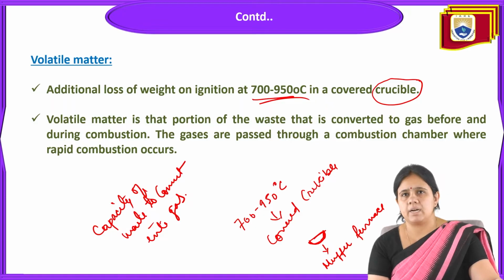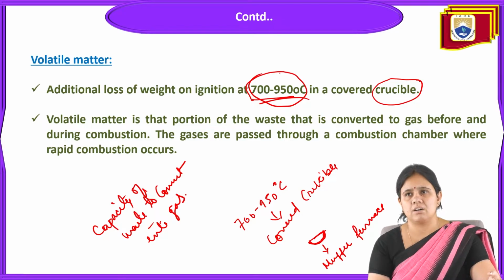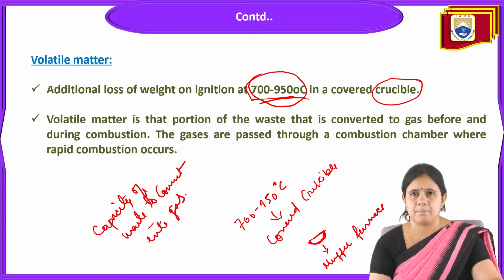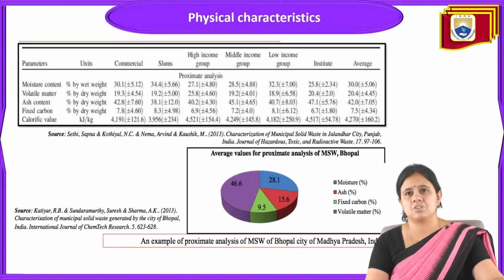So they are the volatile matter, and the additional loss of weight during the ignition at 700 to 950 degrees Celsius in a covered crucible. This is that portion of waste that is converted to gas before and during combustion. The gases are passed through a combustion chamber where rapid combustion occurs. Now let's discuss the physical characteristics of the waste.